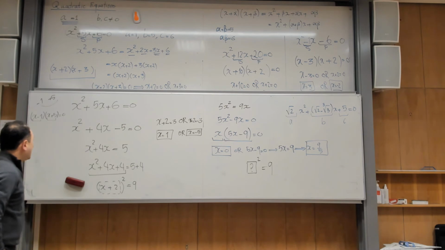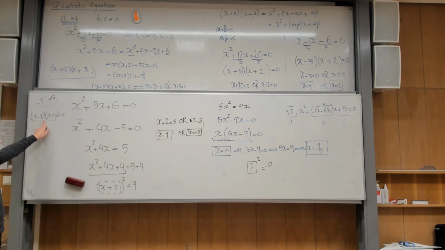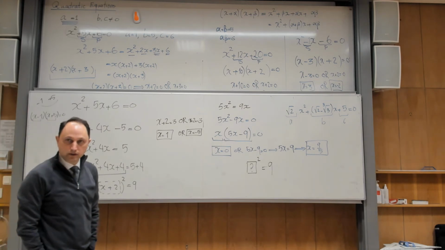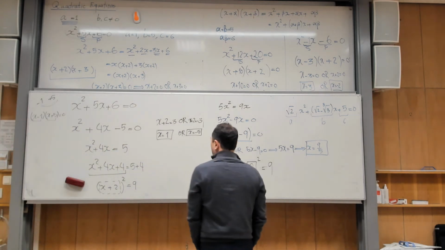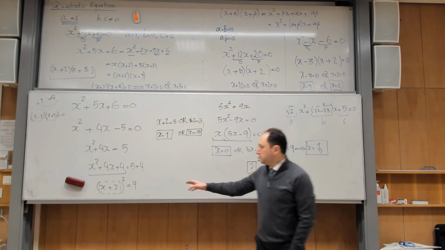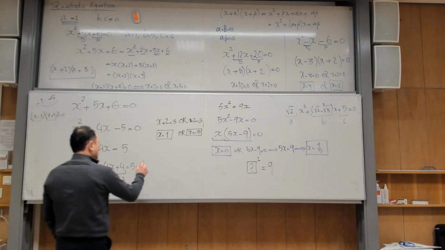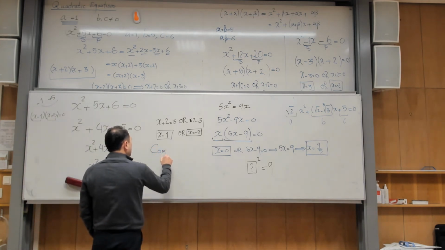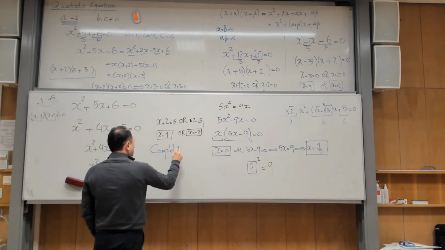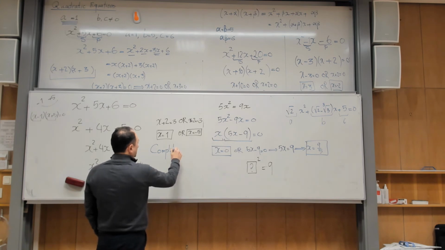So, I would say that this method, if it comes to my mind, is faster. I don't know. It is also not very long. But I myself prefer to factorize whenever the numbers are friendly and small enough. Yes? Okay, any questions here? So this method is called the completing the square method.